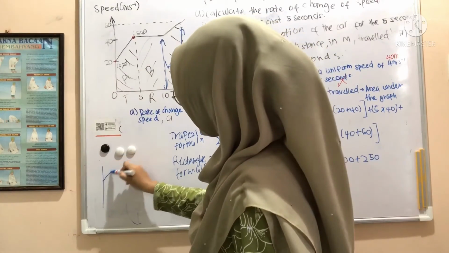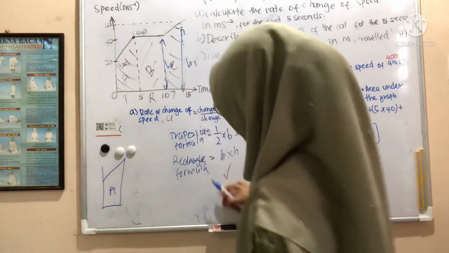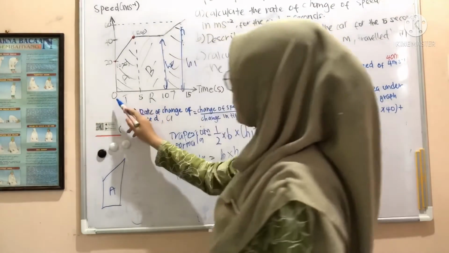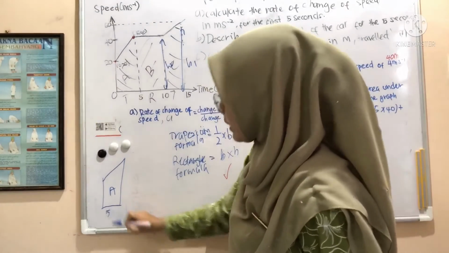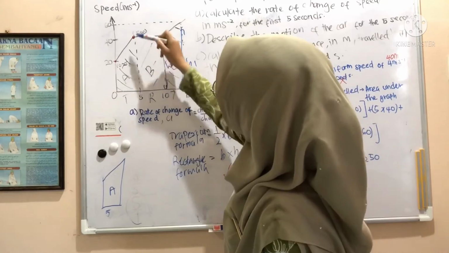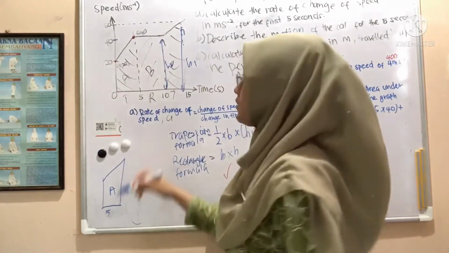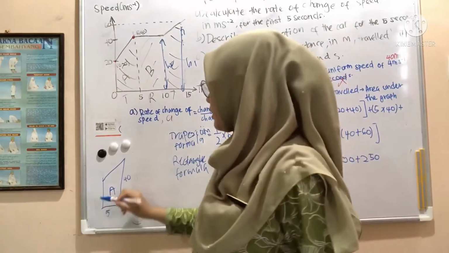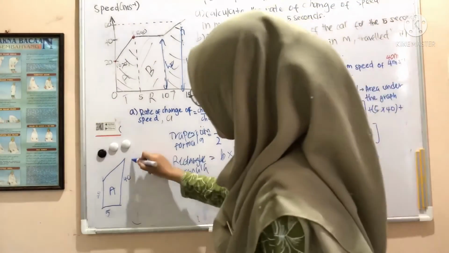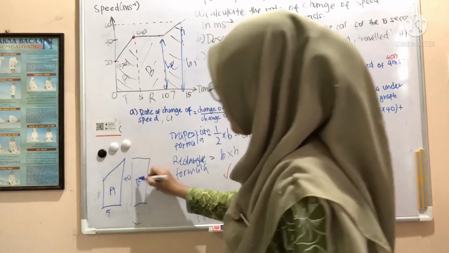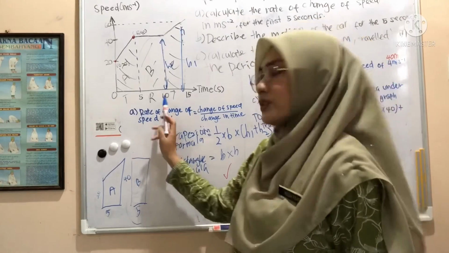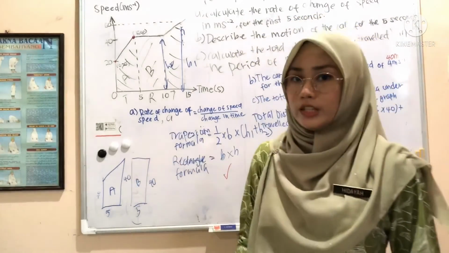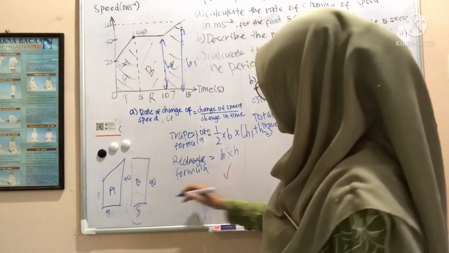I want to draw the trapezium A. The trapezium A is from 0 to 5, so the base is 5. The height is from 0 to 40, looking at the vertical line, so it is 40. What is the other height? Okay, good, 20. So we move to rectangle B. Rectangle B has base 5, because 10 minus 5 is 5, and the height is 40 on both sides.